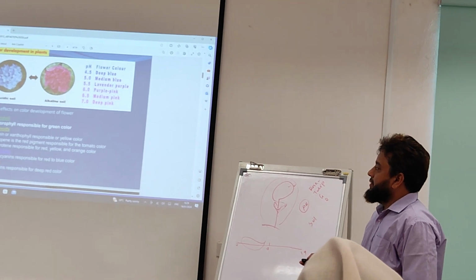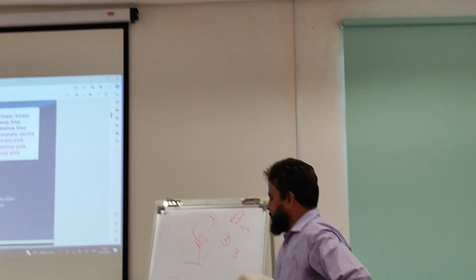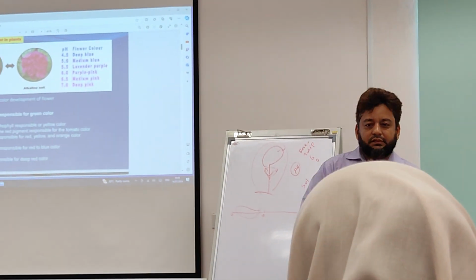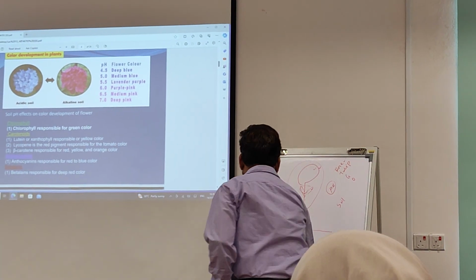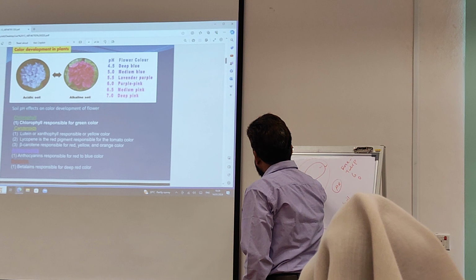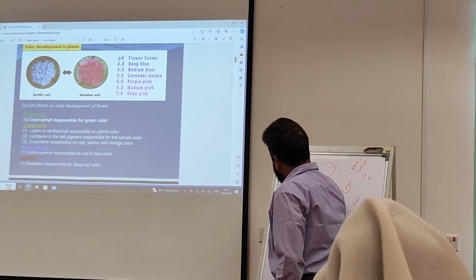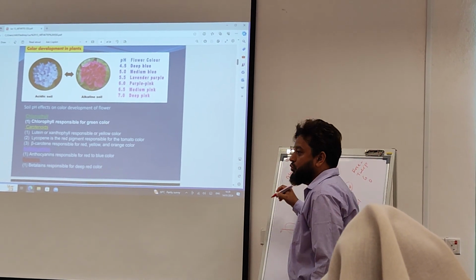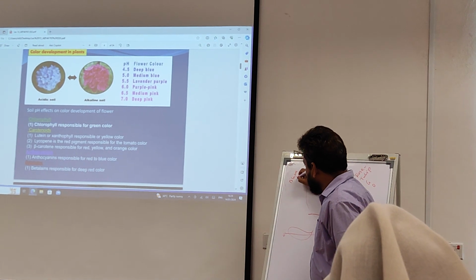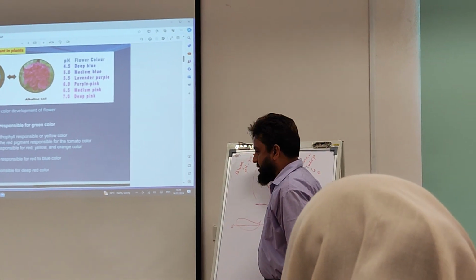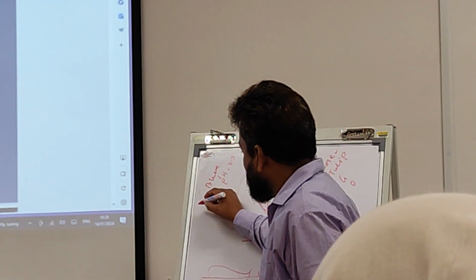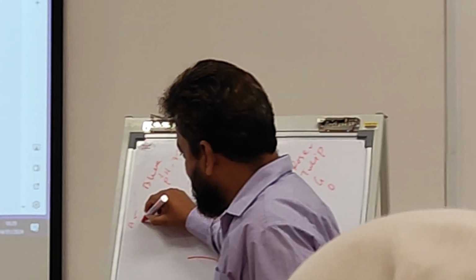And also, if the flower petal has this one, it is anthocyanin. Anthocyanin can give blue or red. Okay, right? So it can give the color blue if the pH is around maybe 3 to 5. Okay, right? But this anthocyanin can give the red.